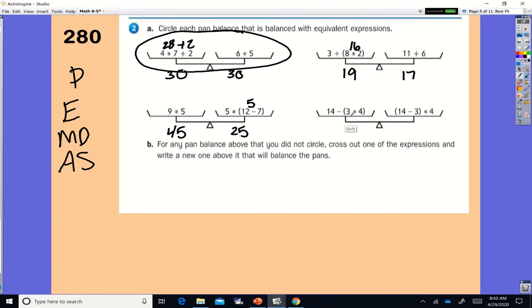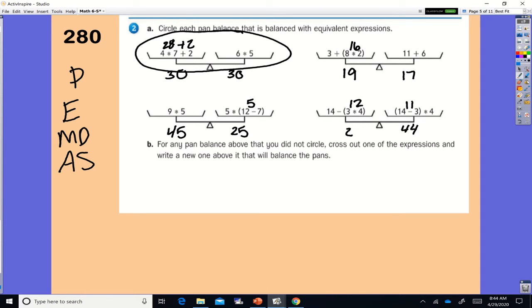So now we have 3 times 4 is 12. That gives us 2. 14 minus 3 is 11. 11 times 4 is 44. So we really only have 1. So it says for any pan balance above that you did not circle, cross out one of the expressions and write a new one above it that will balance the equations.